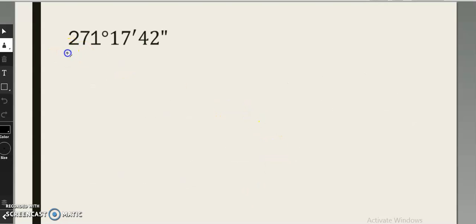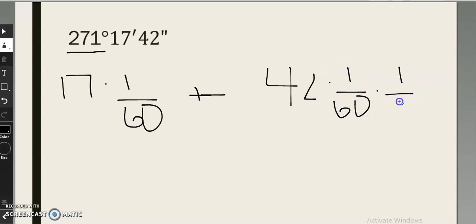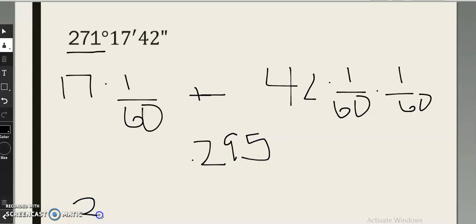The next one again, those are my full degrees. I don't have to do anything with that. But I have 17 times 1/60th for my minutes. And I have 42 times 1/60th of a minute times 1/60th of a second. And this time it wasn't pretty, so I had to use my calculator and add those together. And I got 0.295, which is 271.295 degrees. And I hope this helps.